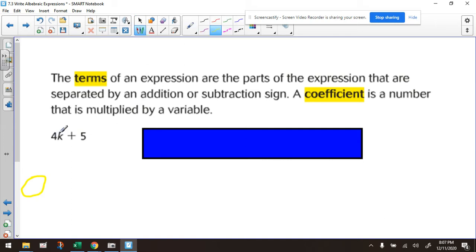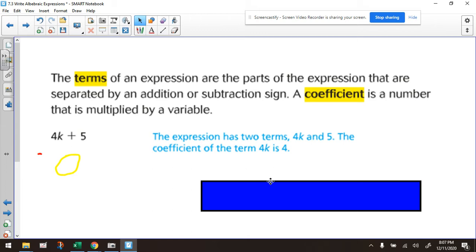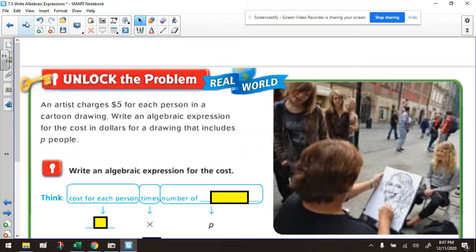A coefficient is a number that is multiplied by a variable. So see, here's the variable, and we know that 4 is being multiplied by it. Why? Because we just talked about the fact that 4 next to a variable like that means it's multiplied. So this is a coefficient. Coefficient is the 4. The term is the 4k and the 5. All right, so we have to be careful with that because that's easily mixed up.